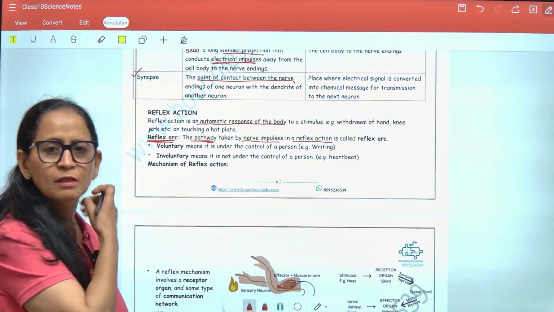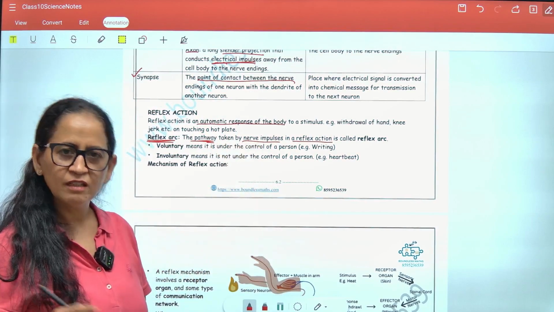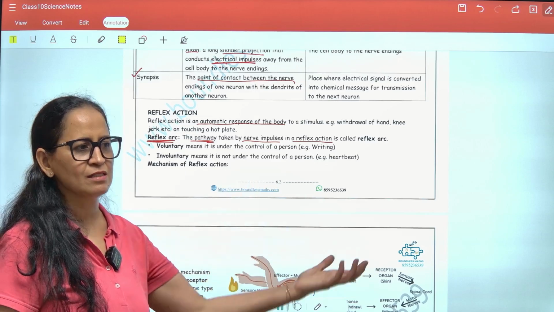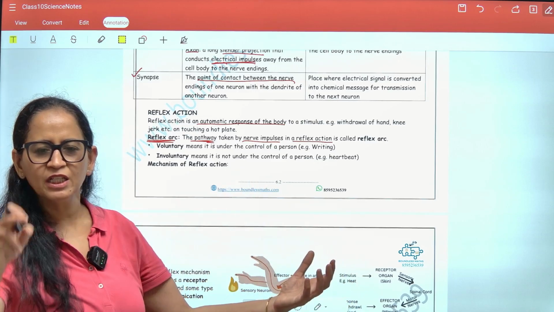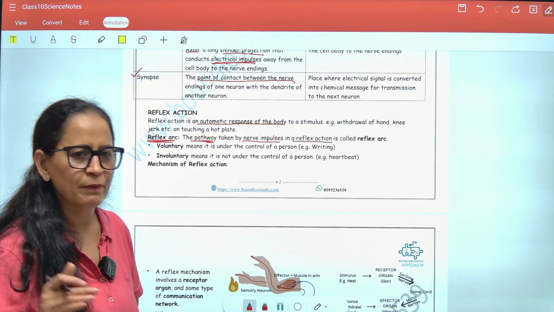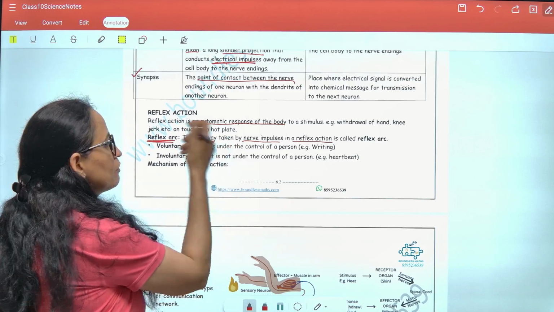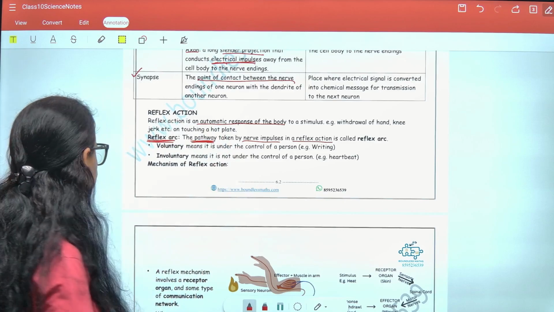Reflex arc means the pathway that is taken by the nerve impulses in any reflex action. So basically it is the stimulus leading to a response. The entire pathway that happens in our body through nerve impulses is called reflex arc. So this word pathway is very important when you are writing what is reflex arc, right?